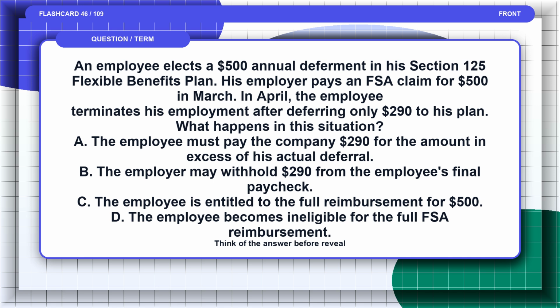A. The employee must pay the company $290 for the amount in excess of his actual deferral. B. The employer may withhold $290 from the employee's final paycheck. C. The employee is entitled to the full reimbursement for $500. D. The employee becomes ineligible for the full FSA reimbursement. Pause and think of the answer before the reveal.